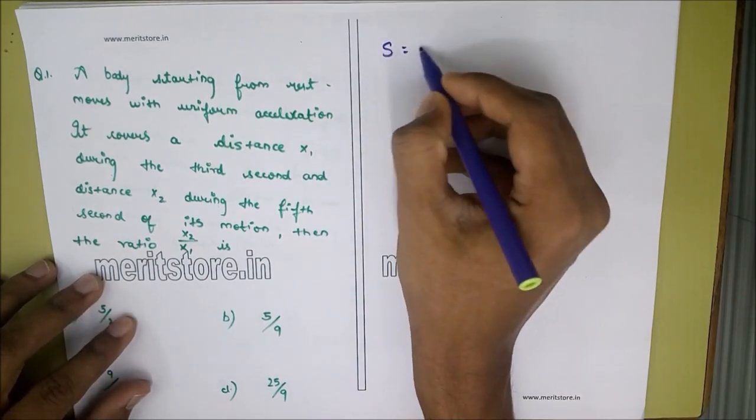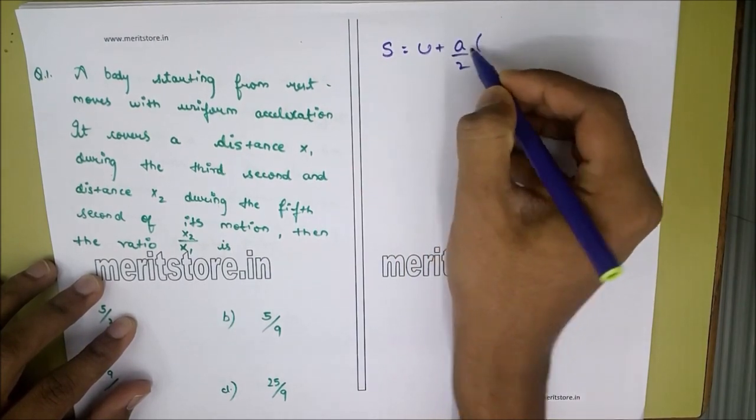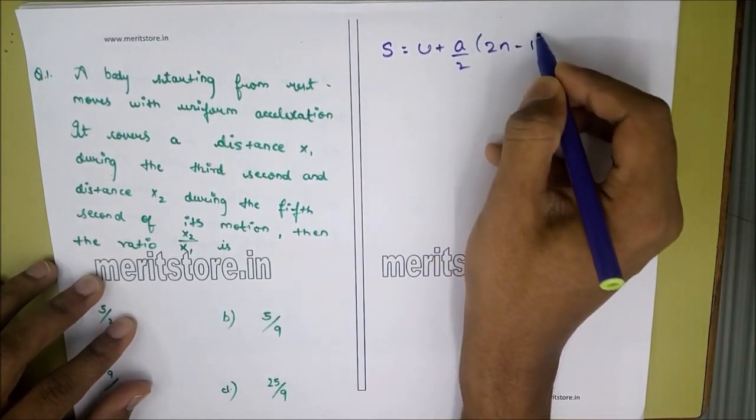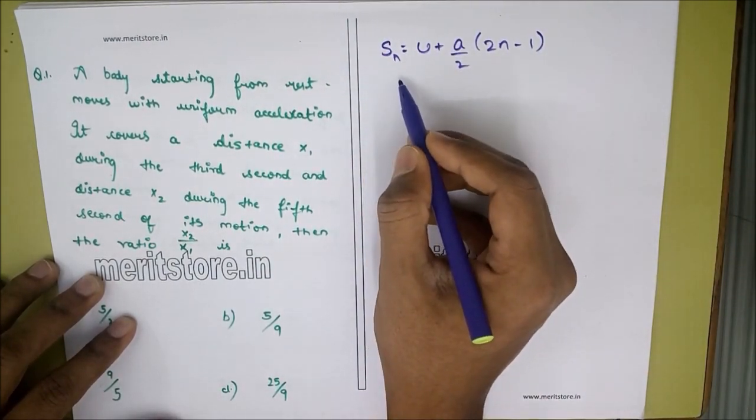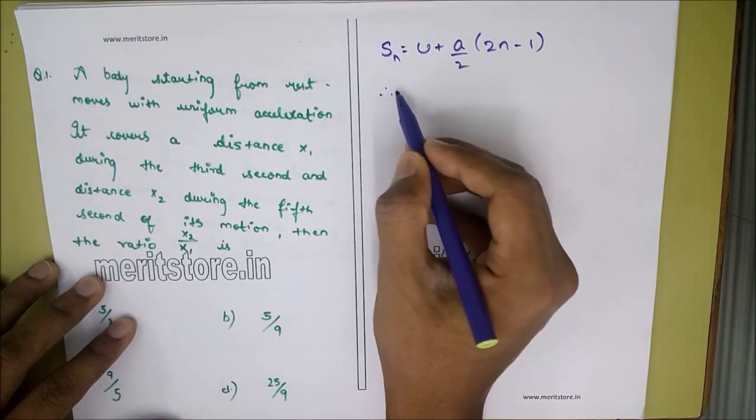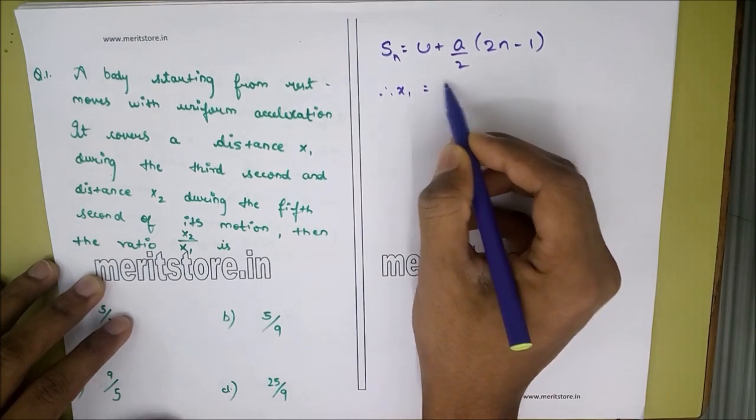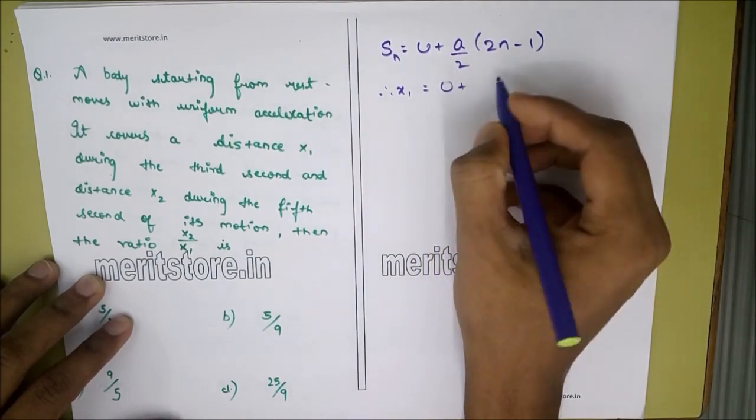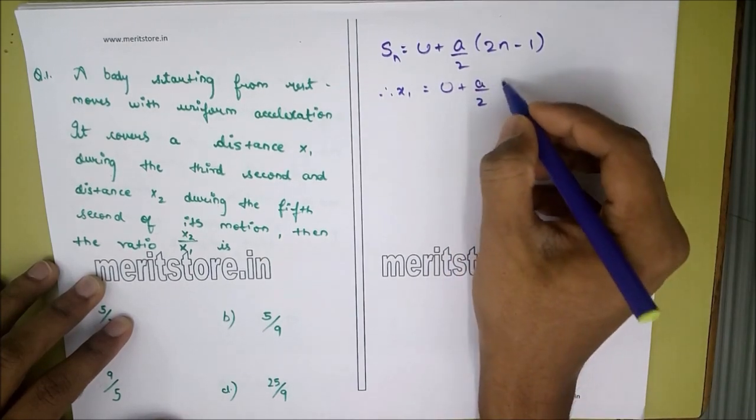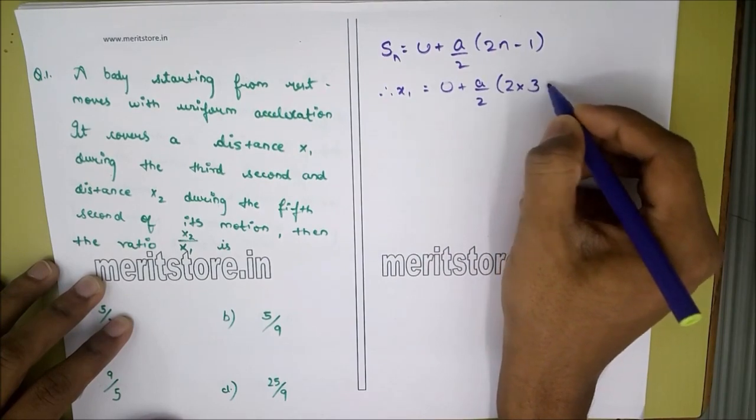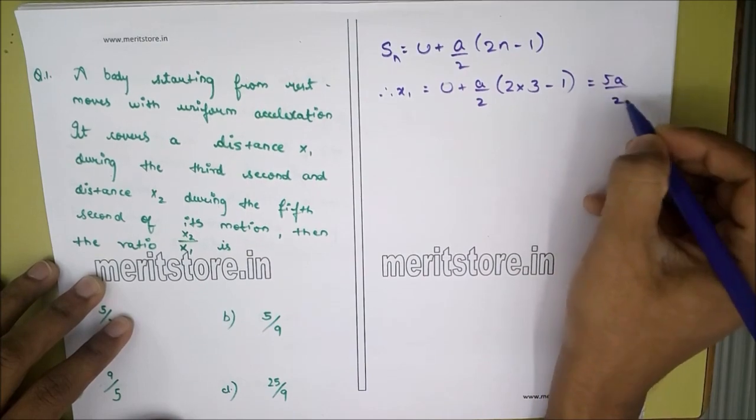S is equal to u plus a by 2 into (2n minus 1). So let x1 be the first distance traveled. Since the body is starting from rest, the initial speed would be 0. Uniform acceleration, 2 into the third second minus 1, which equals 5a by 2.